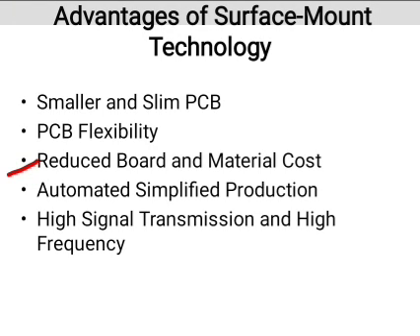Next is the reduced board and material cost. The size of SMT PCBs is smaller and there is no need for any plated through holes. Also, the cost of many SMT components is less than through-hole electronic components. This helps to reduce SMT PCB manufacturing cost. Since surface mount assemblies are smaller and slimmer, there is a reduced cost in terms of handling, packaging and transportation.